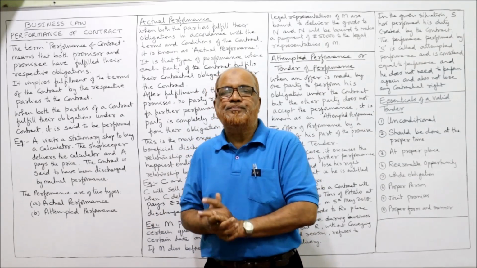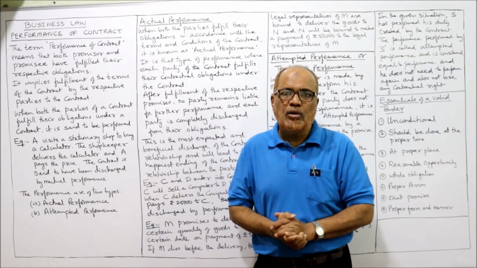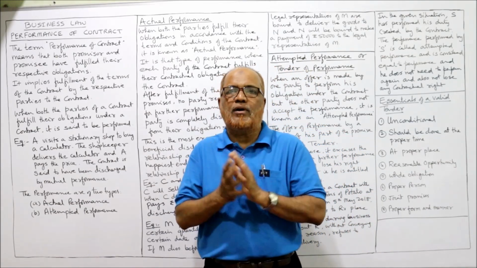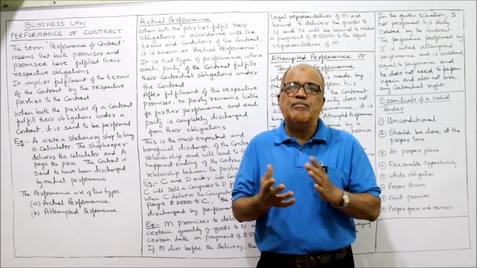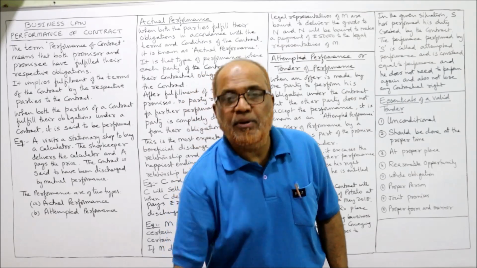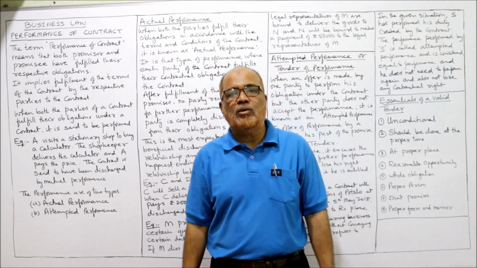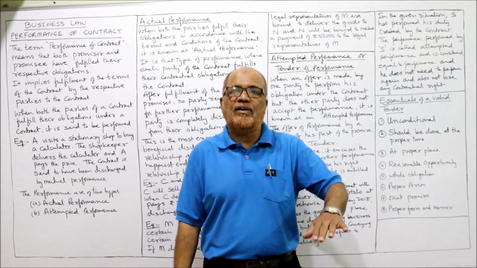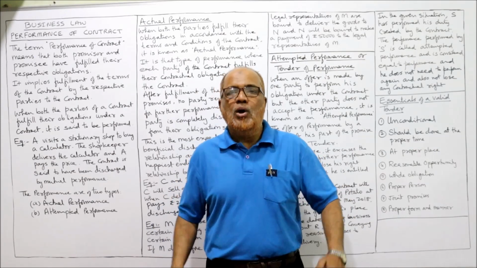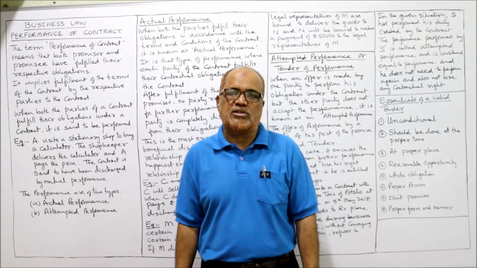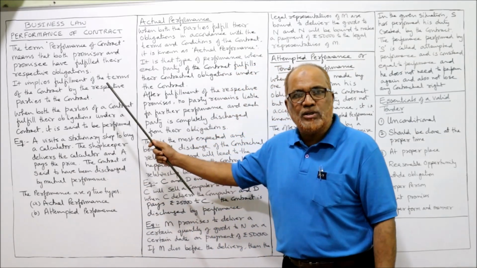So in this video, I am going to explain to you what you mean by performance of contract and what the types of performance are. Watch the video till the end, because in the examination you may be asked a theory question regarding what you mean by performance of contract and what the different types of performance of contract are. What is actual performance? What is attempted performance? I'm going to explain. Watch the video till the end.